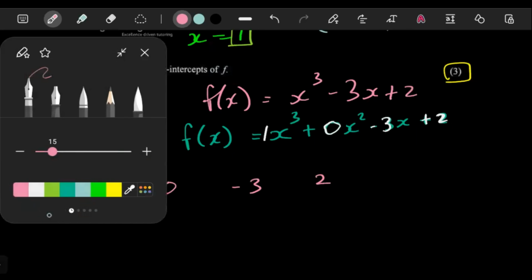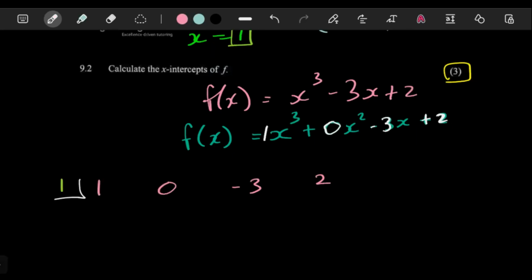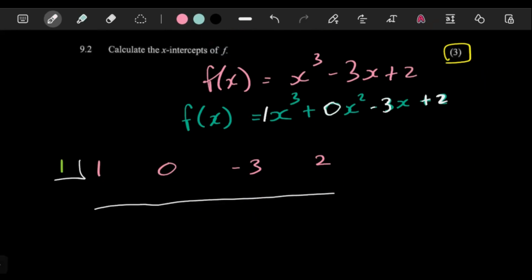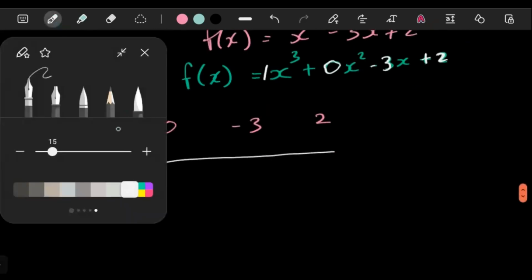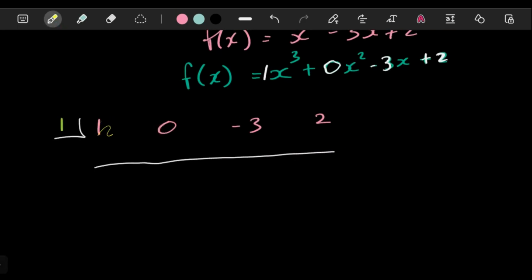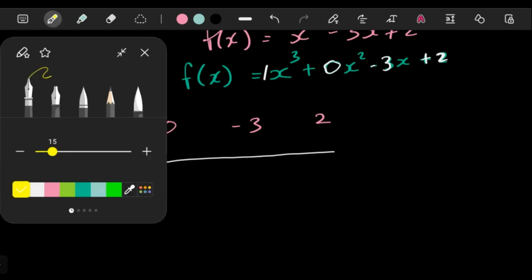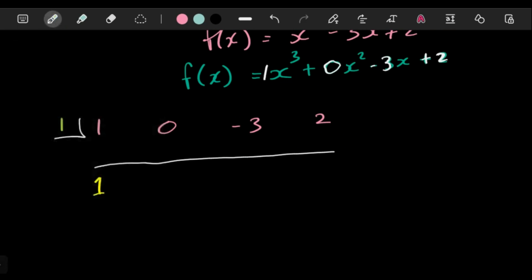With that being said, you're going to leave a line open over there. And then what you do is, you drop this number. This number here, you drop it over here. And then this is where the magic starts to happen. In terms of the magic happening, you're just going to be multiplying and then adding, multiplying and then adding.